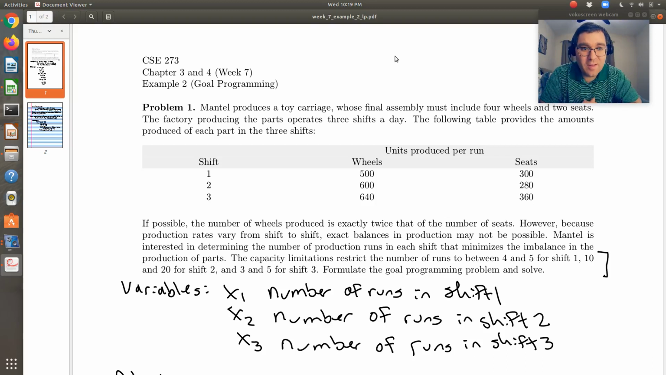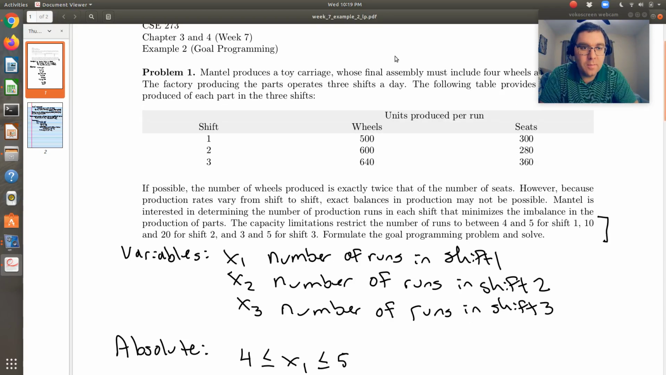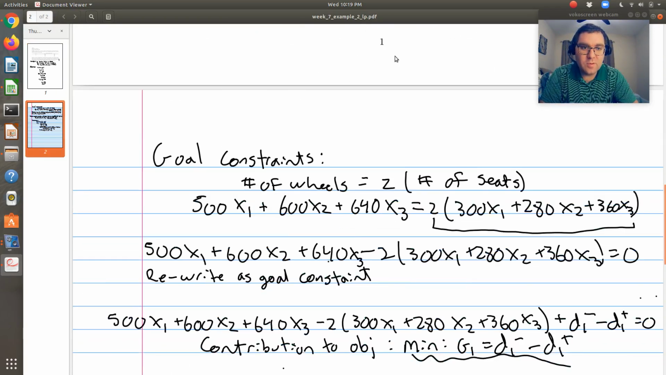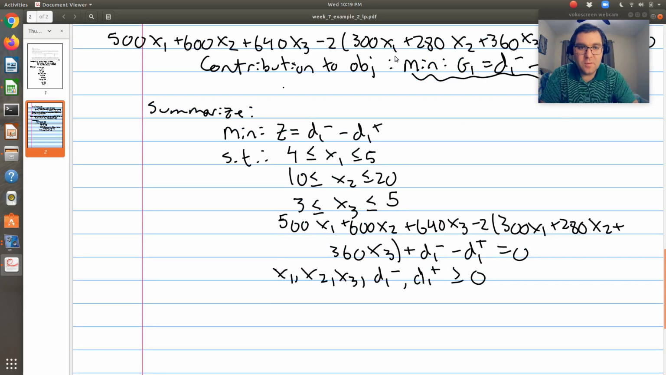Hello, greetings! This is a continuation of example 2 from week 7, our slack and goal programming example. In the last screencast we set up our model. To summarize, we're going to minimize these, our 2 deviation variables for our 1 goal constraint. We have our 3 absolute constraints, and then our goal constraint here.